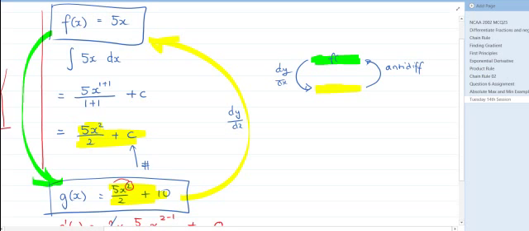Okay, so you've got f of x, and we normally write the original function, after the antidiff, as capital F of x. The derivative is known as the little f of x. That's how we tell the difference.